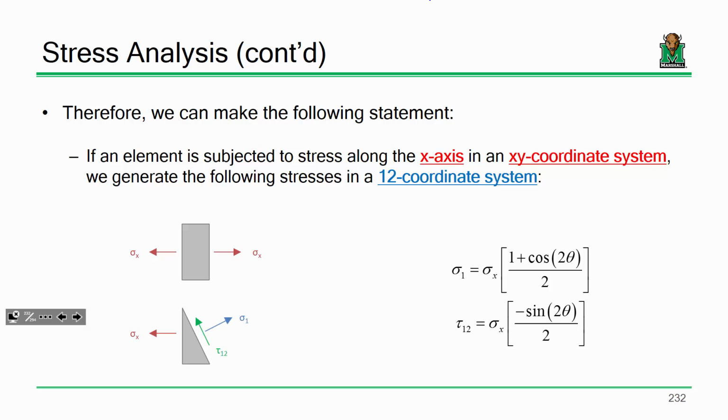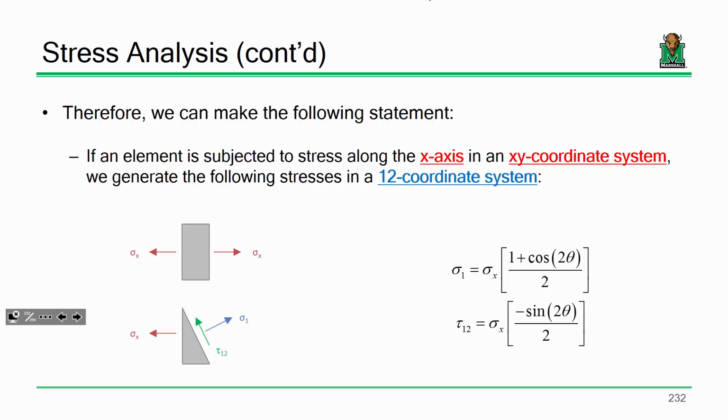All right. I want to make the following statement to make sure this makes sense. If I have an element that's just subjected to a sigma sub x, that's it, just being yanked on like that. Okay? And I cut it at an angle. I propose that I generate 2 stresses, a sigma sub 1 and a tau 1, 2. And I can relate those as follows. Everybody okay with that?